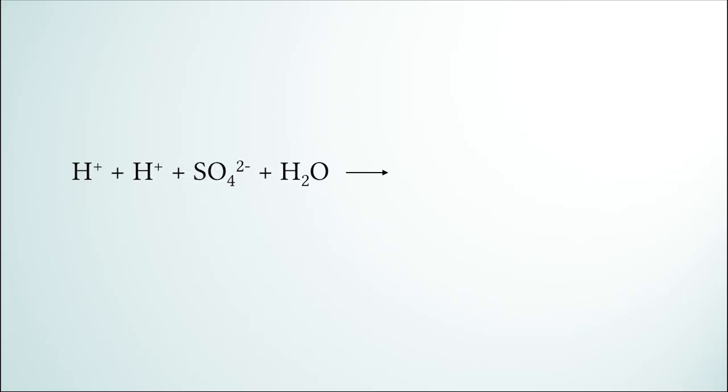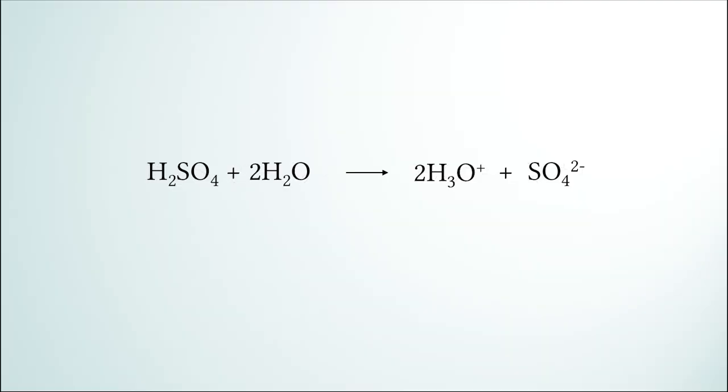Sulfuric acid wants to donate hydrogen plus ions. Because water acts as a base, it will accept a hydrogen plus ion and share one of its free electron pairs. That results in an H3O plus ion. But sulfuric acid wants to donate two hydrogen plus ions. That means we need to have two H3O plus ions in the products. The H2SO4 becomes an SO4 2- ion in the products too. So this is our final equation.